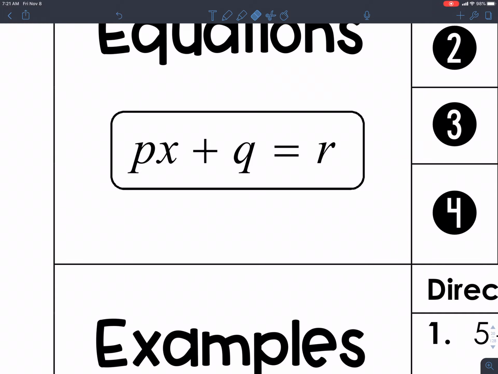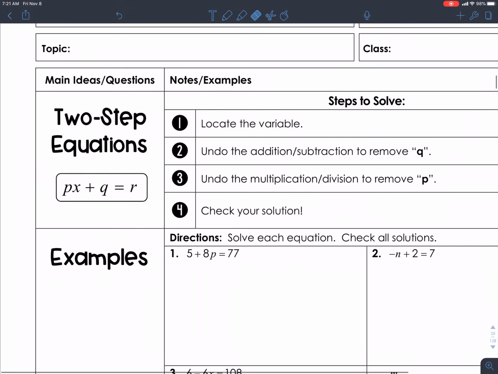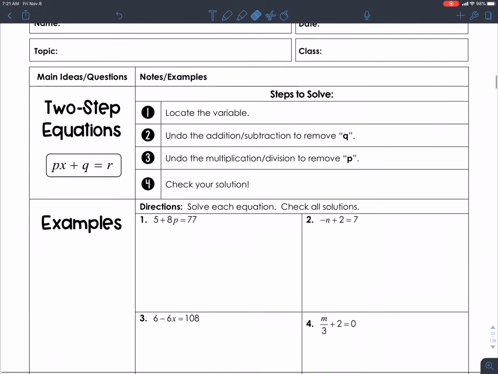It's stuff we've already been doing. We just got to know how to do it and what order to do it. And they give us the steps. Steps to solve. Number one, locate the variable. That's always the first thing you want to do. Where is the variable? And then what is being done around the variable? So today you'll notice after we locate the variable, they're telling us to be pretty specific.